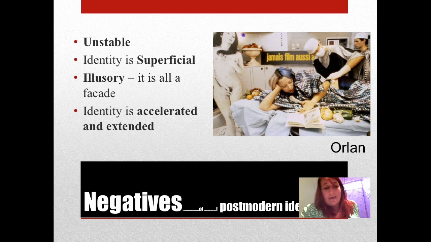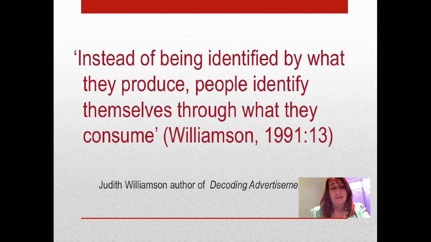So, as I say, then we need to look at the negatives of this postmodern identity in that it can become unstable. It can be argued that identity in this context has become very superficial. And if we agree with Goffman that our identity is a facade, it can become potentially illusionary. It also can become very accelerated and extended and possibly never ending.